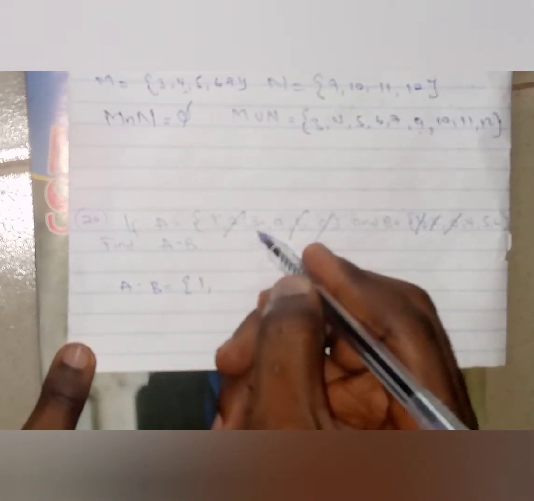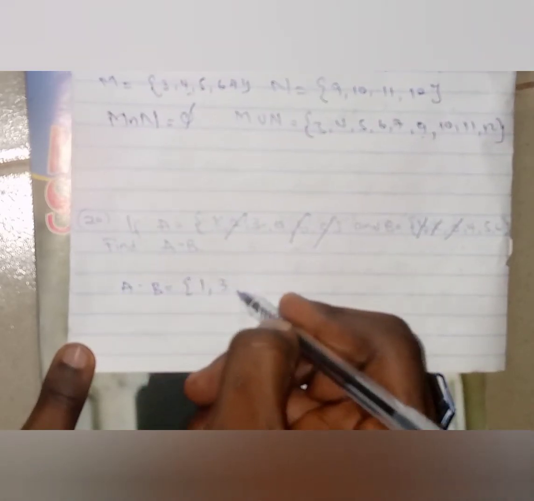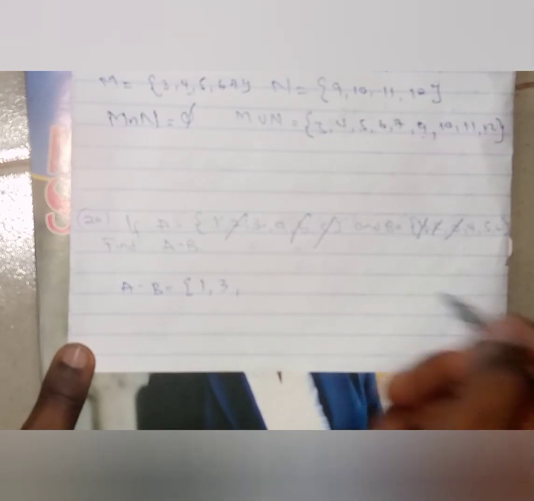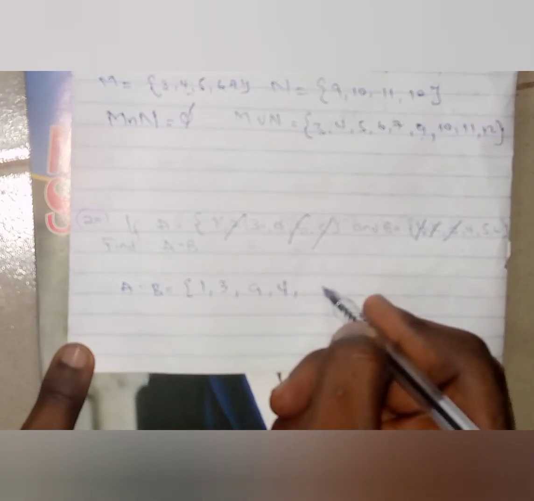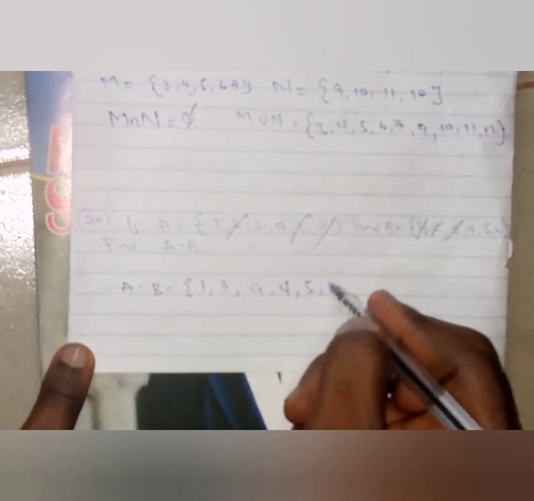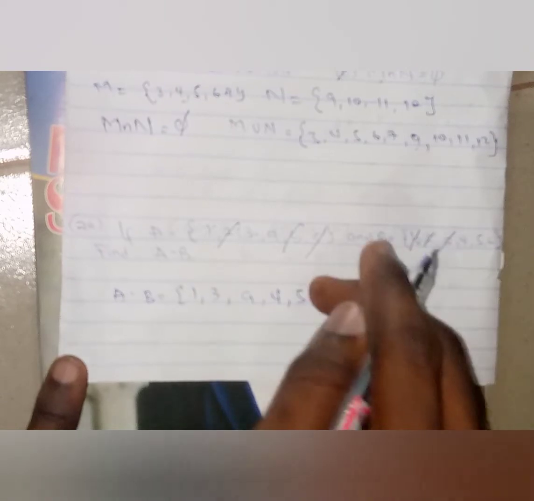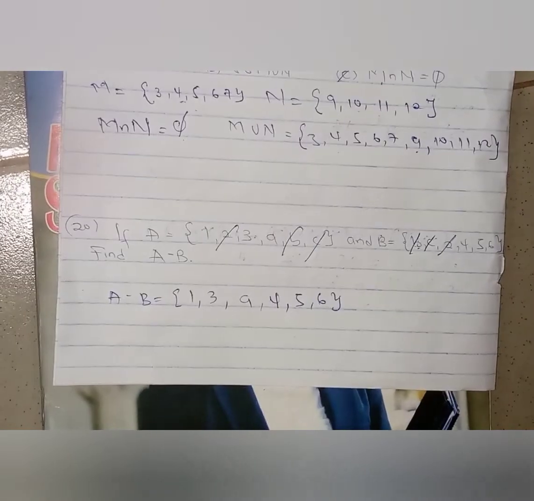A minus B is equal to {1, 3, a}. The 4, 5, and 6 are not included. So this is your correct option. This is very, very correct.